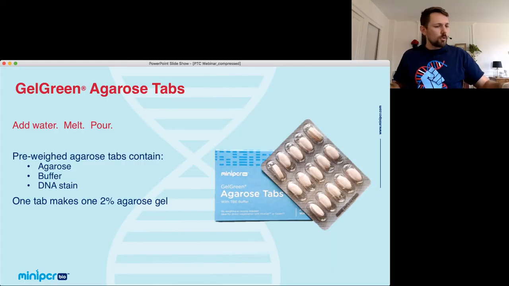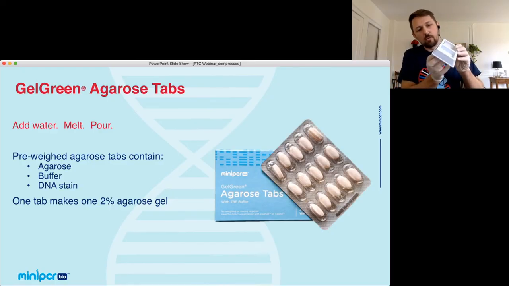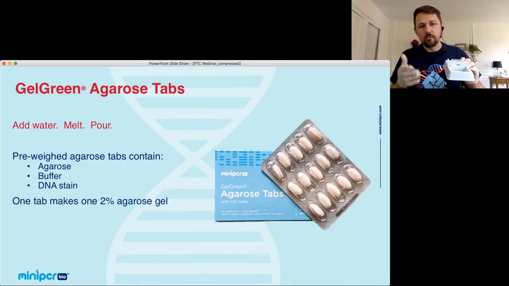So just a quick little note. This is our casting system. The combs, they hide on the bottom. It's very easy to use. You can see just very small gels.